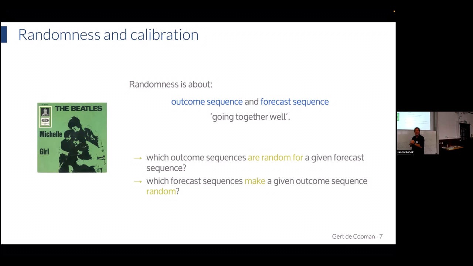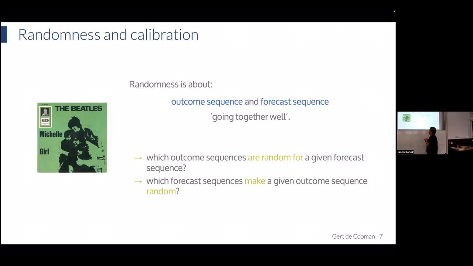The idea is that randomness will be about the forecast sequence and the outcome sequence going together well, which is why I had this wonderful opportunity to put that Beatles song, the cover of the first single here in the UK. Okay, so that means that there are two sides to this coin. There are two questions that we can answer.